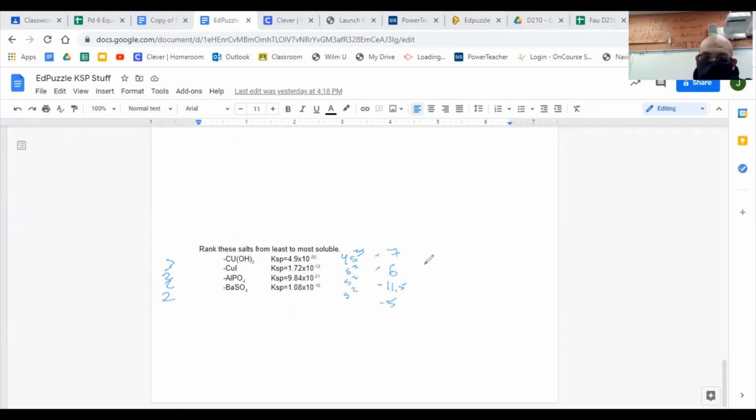So here again, what's the least soluble? The biggest exponent or the smallest exponent? Aluminum phosphate. And then we're just going to go in order. Then we would have copper hydroxide, copper iodide, and barium sulfate.